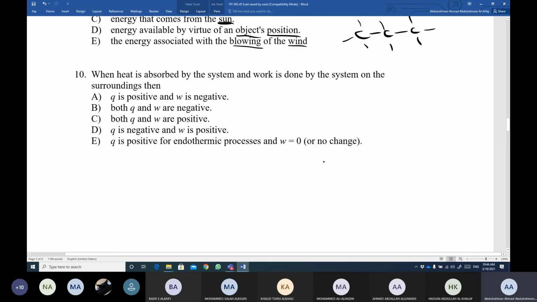Good. Okay, last question. When heat is absorbed by the system and work is done by the system, okay, the heat is absorbed. This means, is it going to be plus or minus? Plus. And work is done? It will be negative because it's done by the system on the surroundings. Exactly. So which choice is right? A. That's it.